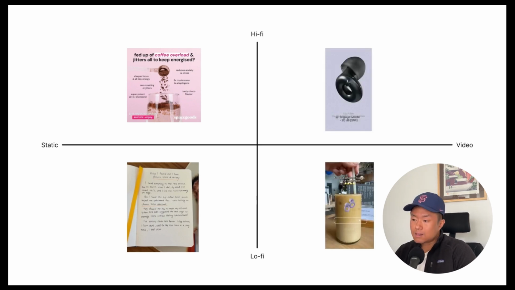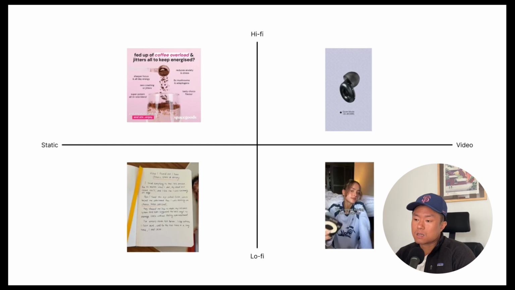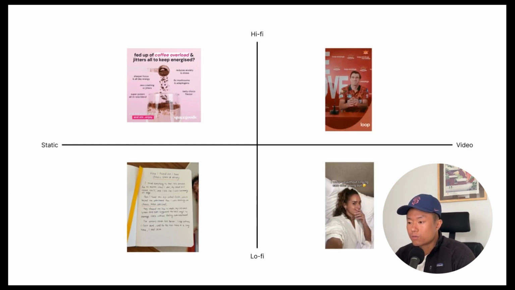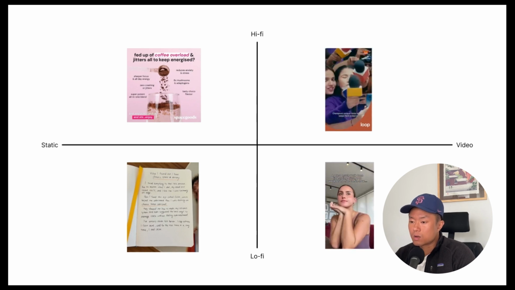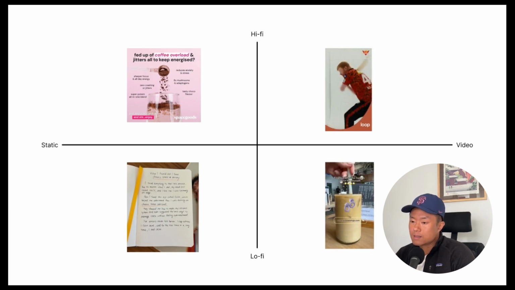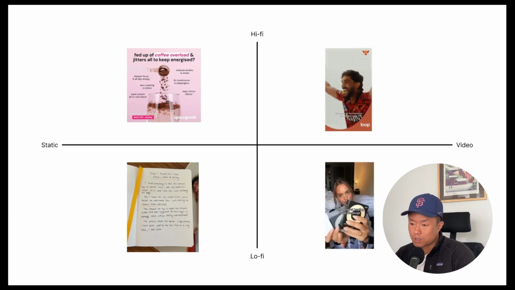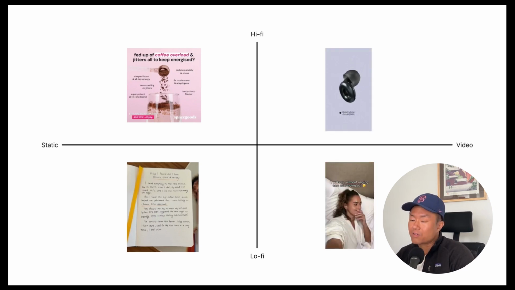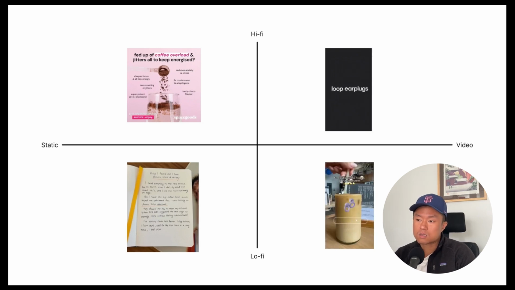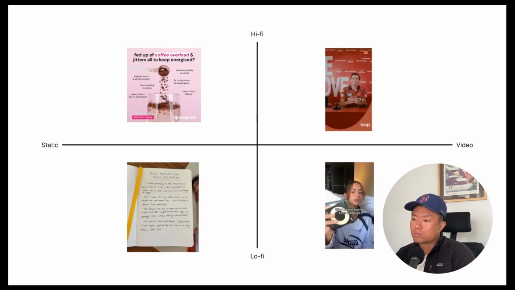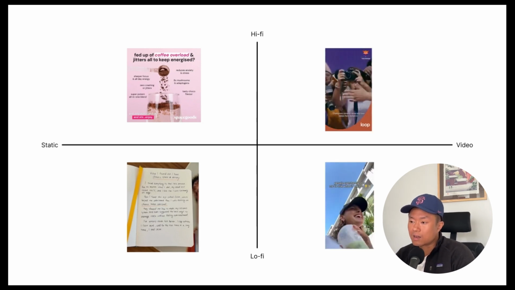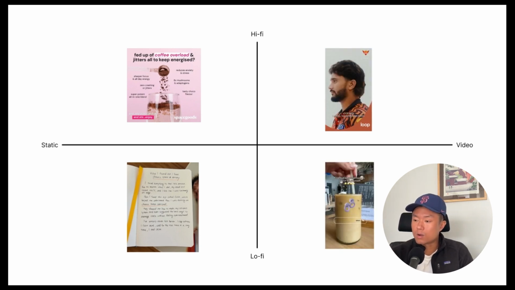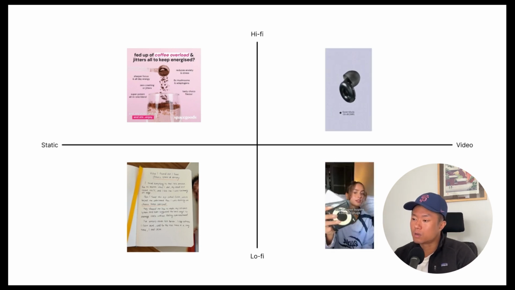So on the right-hand side, you have video, left-hand side, statics. Bottom is lo-fi, top is hi-fi. So think about creative and visual diversity like this, where bottom left, you have lo-fi static. You can write something on a notebook, take a photo of it, run it as an ad. Top left, hi-fi static. A designer worked on this. Top right, you can tell that they had a studio shoot. It is expensive to do something like this. And then bottom right, UGC, bread and butter, video lo-fi.